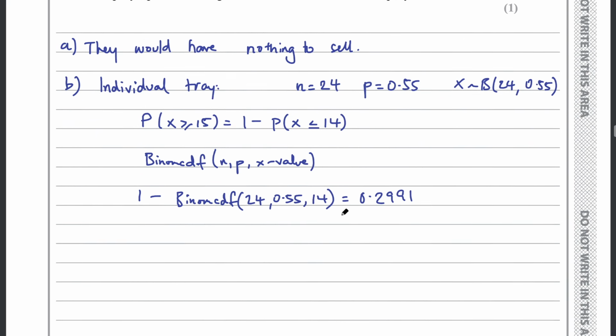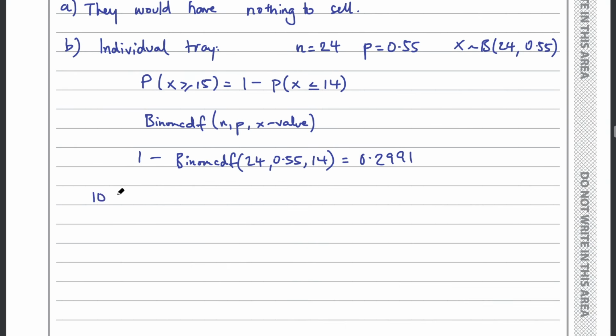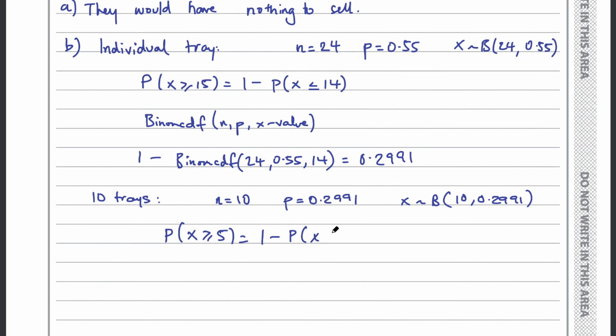Now I'm going to look at all 10 trays. So 10 trays, I've got my probability of success. The sample size is 10. P is 0.2991. And again, just show that you understand this is a binomial distribution using the correct notation. And so now we want at least 5. So that's going to be the probability of 5 or more. And again, I'm going to flip this around and do 1 take the probability of x less than or equal to 4, just so I can put it into my calculator more efficiently.